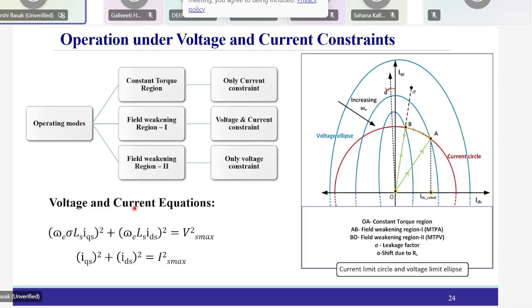In the voltage and current equations, this can be derived, and it can be shown that corresponding to the voltage limit, this forms an ellipse. So there will be a voltage ellipse in the system, right? This is a voltage ellipse. With respect to speed, it will be an ellipse because the major axis and the minor axis are different. So there is no concept of radius here.